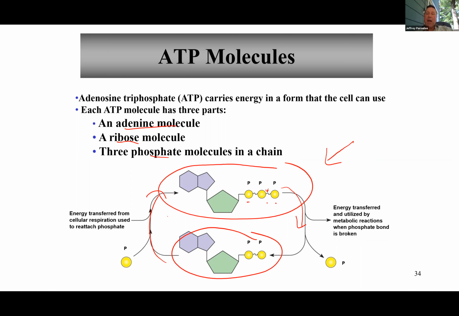And this is what we do. It's a rechargeable battery. We make ATP, we use the energy, we get ADP, we recharge it to ATP, and that is used constantly. And we burn sugar, as long as it has oxygen. Even without oxygen, we burn sugar, and we are going to be able to recharge that ATP.